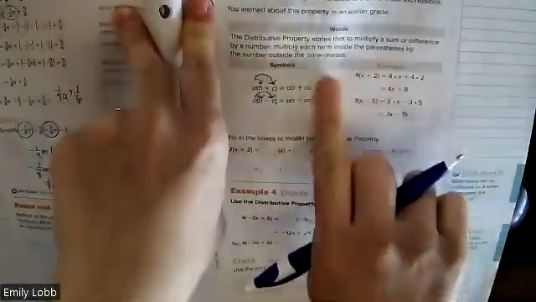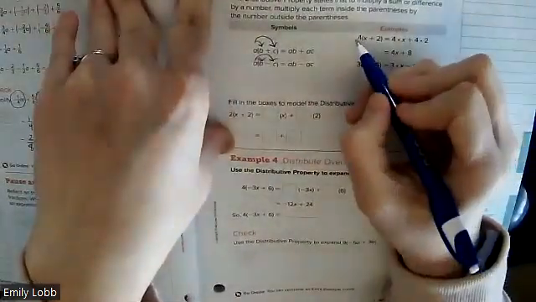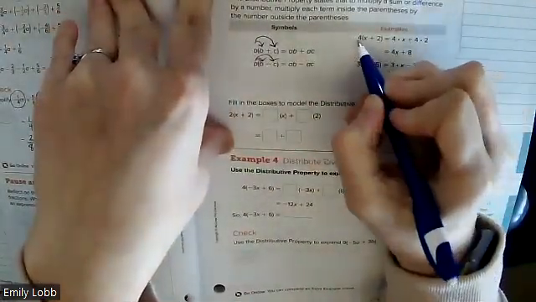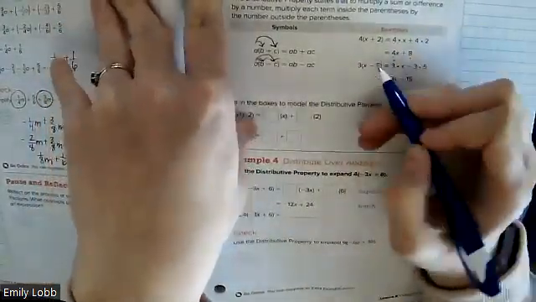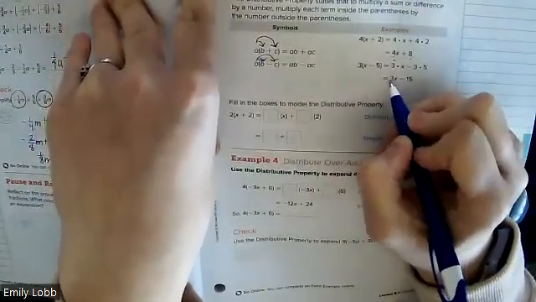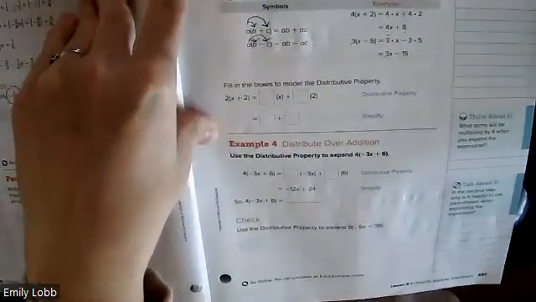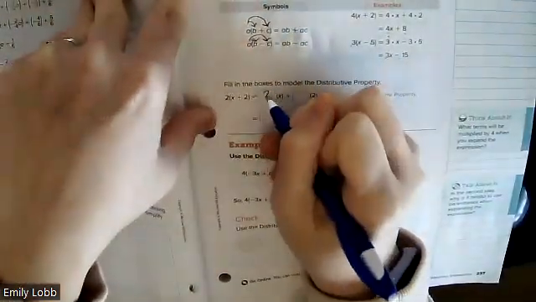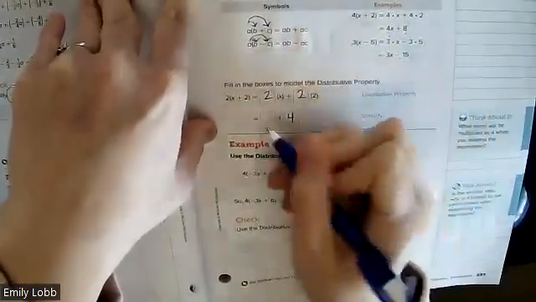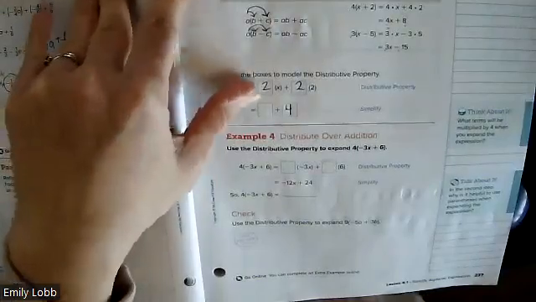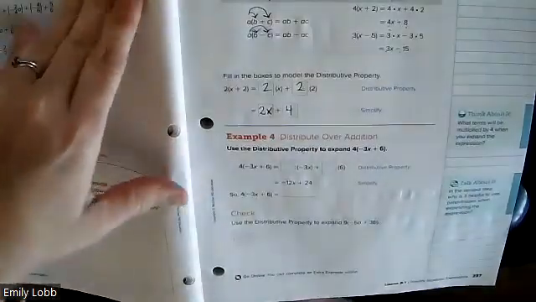Okay? So then they gave us some examples with numbers, right? 4 times x is 4x. 4 times 2 is 8. So we would be adding those things. And then here, 3 times x was 3x. 3 times negative 5 is negative 15. 2 times x is 2x. 2 times 2 is going to be this 4. Remember, when we have a number times a letter, we're going to write the number next to the letter.